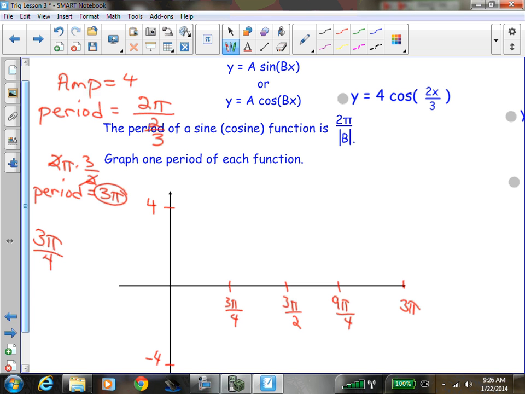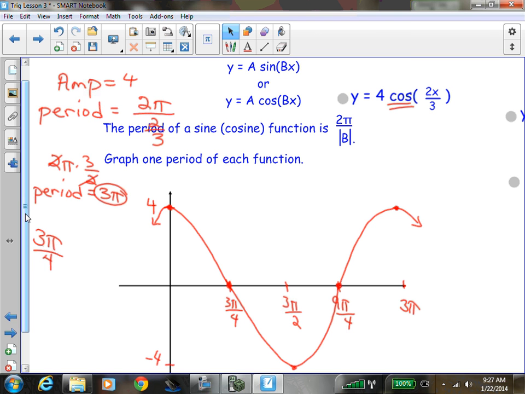Now we're dealing with a cosine function this time. So tell me what happens. It starts at the top. Since it starts at the top, we're going to remember to draw the little part coming down. And then it's going to go here. It's going to be down at -4 here. It's going to be 0 here. It's going to be back up to the top here. And now we'll just complete that. Any questions on that one?